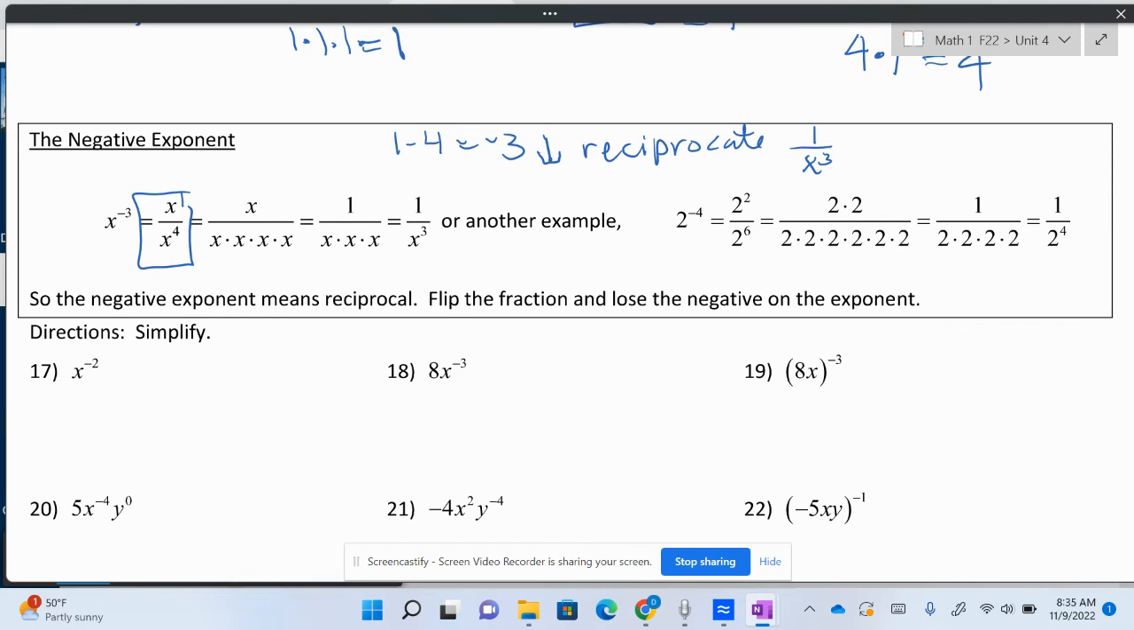Okay. If I have 5 squared over 5 to the 5th, well, 2 minus 5 is negative 3. So same thing. I'm in the top bunk and I'm sad. My mom's like, stop your fussing. So I move down to the bottom bunk. 1 over 5 cubed.